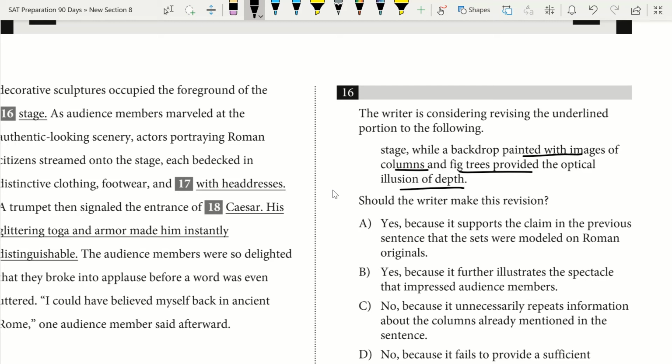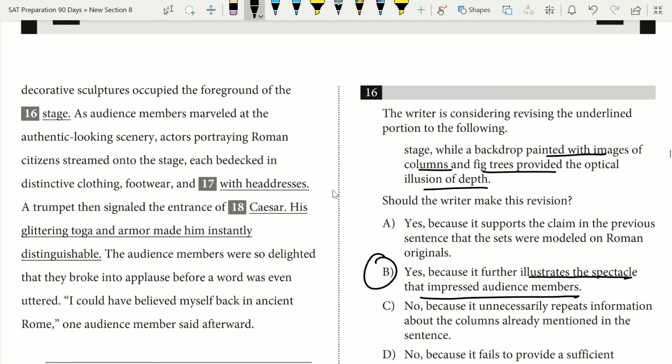Yes, absolutely. Why? Well, because it's illustrating that spectacle that's impressing those audience members, right? So if you remember back to what I said about 10 or 15 minutes ago, anything that's really supporting our claims with evidence, we're going to want to include that. So in this case, we're illustrating our claim that he was really great at his job as a director and that he was very innovative, right? So by supporting that, we're supporting that when we say that he had backdrops painted with images of columns and fig trees to provide optical illusions of depth, right? That's a very innovative technique that a director is using here, so that's supporting our argument. So we're going to want to include that. So the correct answer for 16 is going to have to be B.